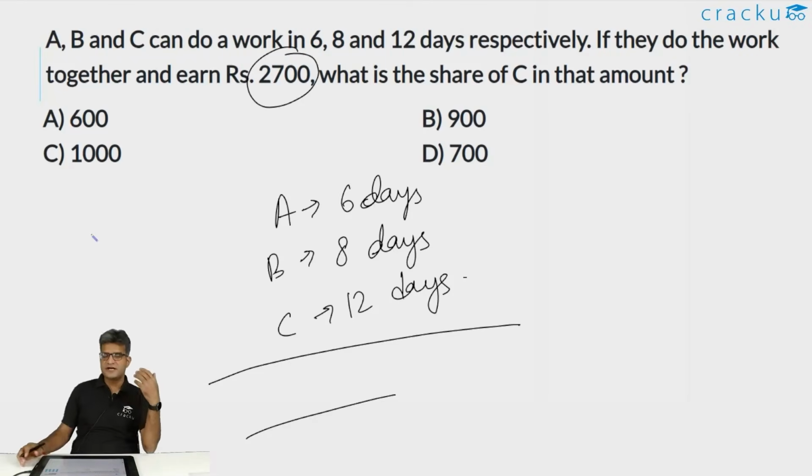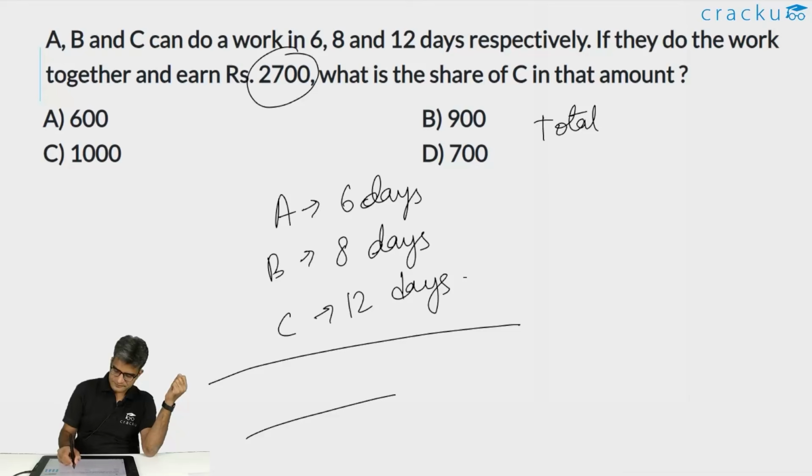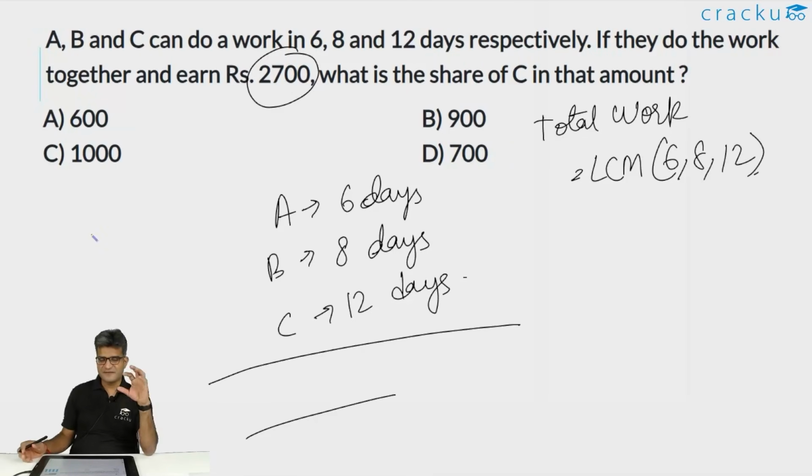Now to calculate the share of C, what we need to do is calculate what is the amount of work done by A, what is the amount of work done by B, and what is the amount of work done by C. That is, the efficiency of work is more important than the time that they take to finish the job. So let us assume that the total work that needs to be done is the least common multiple of 6, 8 and 12. This total work can be any number. If it is just a multiple of 6, 8 and 12, the calculations become easy.